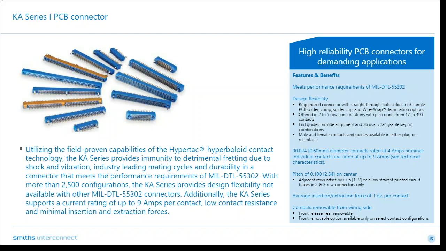If you look into the contacts, it's quite amazing, an engineering wonder, in that a 0.6 millimeter diameter contact is rated up to 4 amperes of nominal current. Individual contacts can be rated up to 9 amperes, and you can see the technical features in our data sheets. And the final part, the beauty of the product, is that the contacts are removable from the wiring side, with front release or rear removables. You can easily take it out.